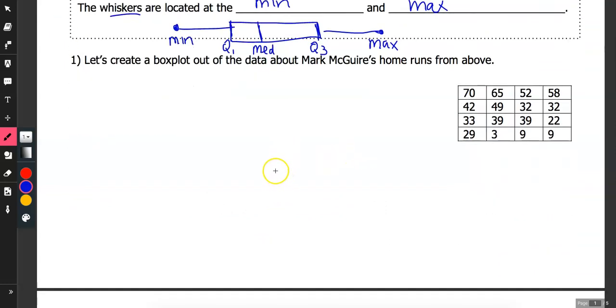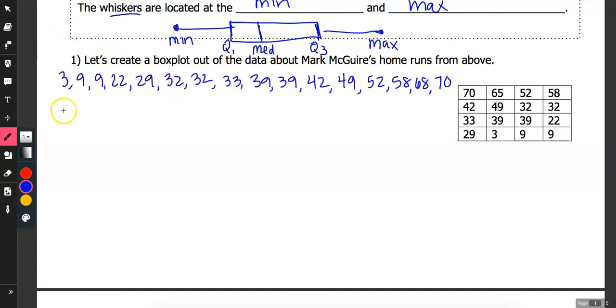We're going to create a box plot out of the data from Mark McGwire's home runs. So I'm going to pause the video and rewrite those numbers in order here. I want you to do that as well. Put the numbers in order. You can just copy them from above, smallest to biggest. Okay, I have my numbers in order.